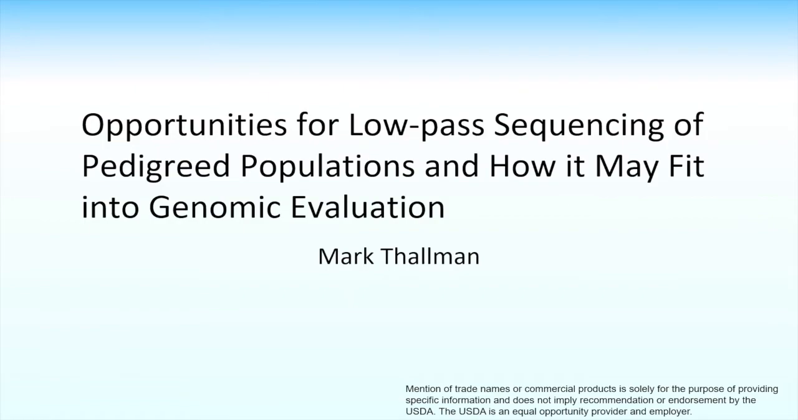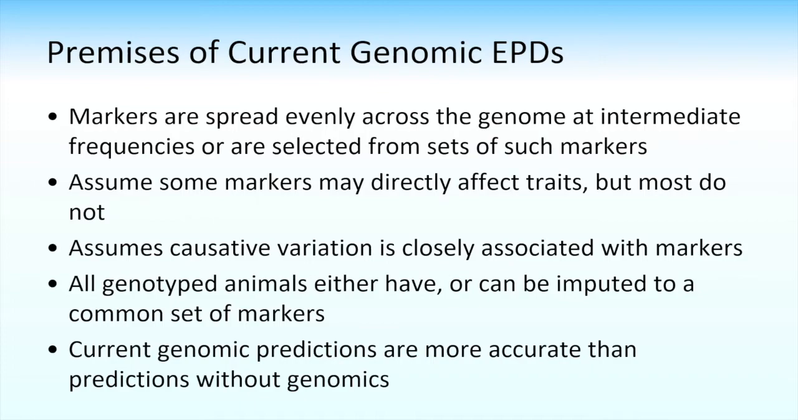Hi, I'm Mark Thallman. I want to visit with you about opportunities for low-pass sequencing of pedigree populations and how it may fit into genomic evaluation. With current genomic EPDs, we assume markers are spread evenly across the genome at intermediate frequencies or selected from sets of such markers. We assume some markers may directly affect traits, but know that most do not. We assume causative variation is closely associated with markers. We assume all genotype panels either have or can be imputed to a common set of markers.